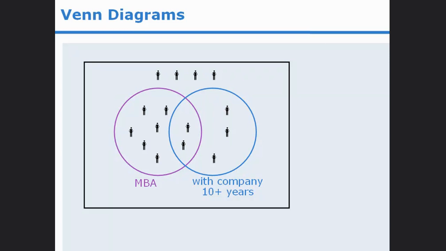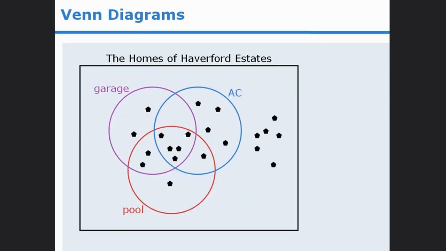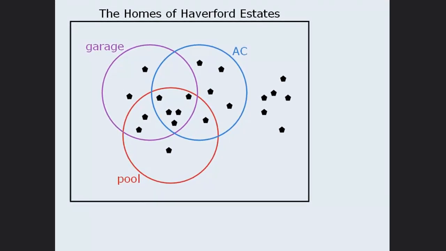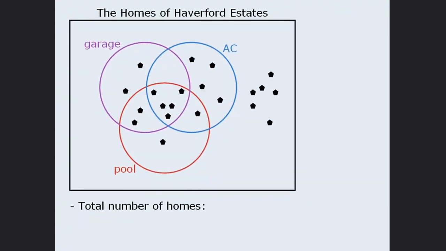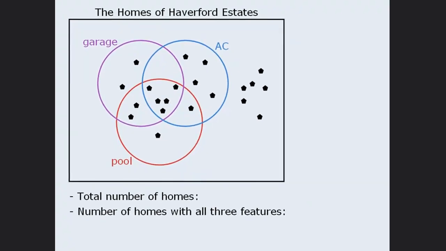It's also important to note that we can extend these principles to include more than 2 circles. For example, consider this Venn diagram representing some characteristics of the homes in Haverford Estates. The characteristics for this diagram are having a garage, having air conditioning, and having a pool. Based on this diagram, see if you can determine the total number of homes in Haverford Estates, the number of homes that have all 3 features, and the number of homes that have exactly 2 features. Now you might want to pause this video and answer these questions before continuing.